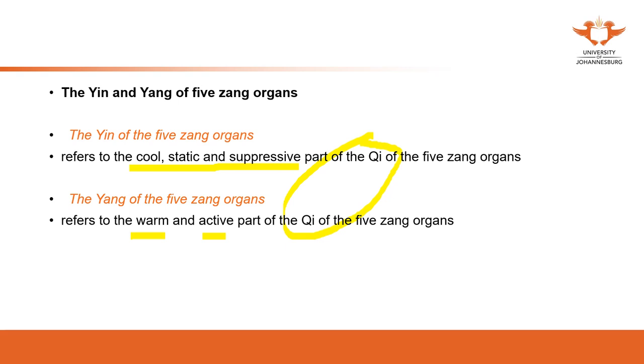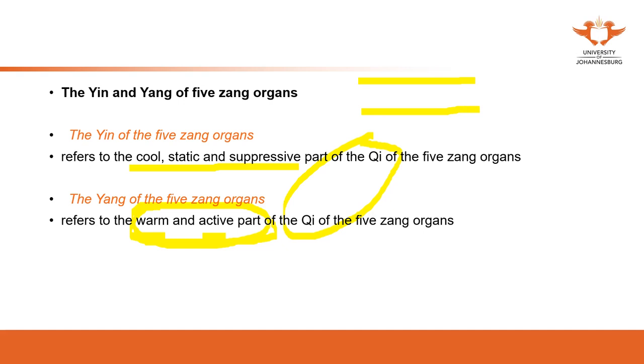For example, when we talk about the heart qi, we can further separate the heart qi into heart yin and heart yang. The heart yang has the function to promote the blood circulation, to pump the blood, to maintain the warming function, to maintain the heartbeat. However, this function needs to be accompanied by the heart yin, which is to cool, to suppress the activity. Otherwise, it's going to be overactive. So we need the heart yin to limit the blood movement, the blood circulation within the blood vessels.